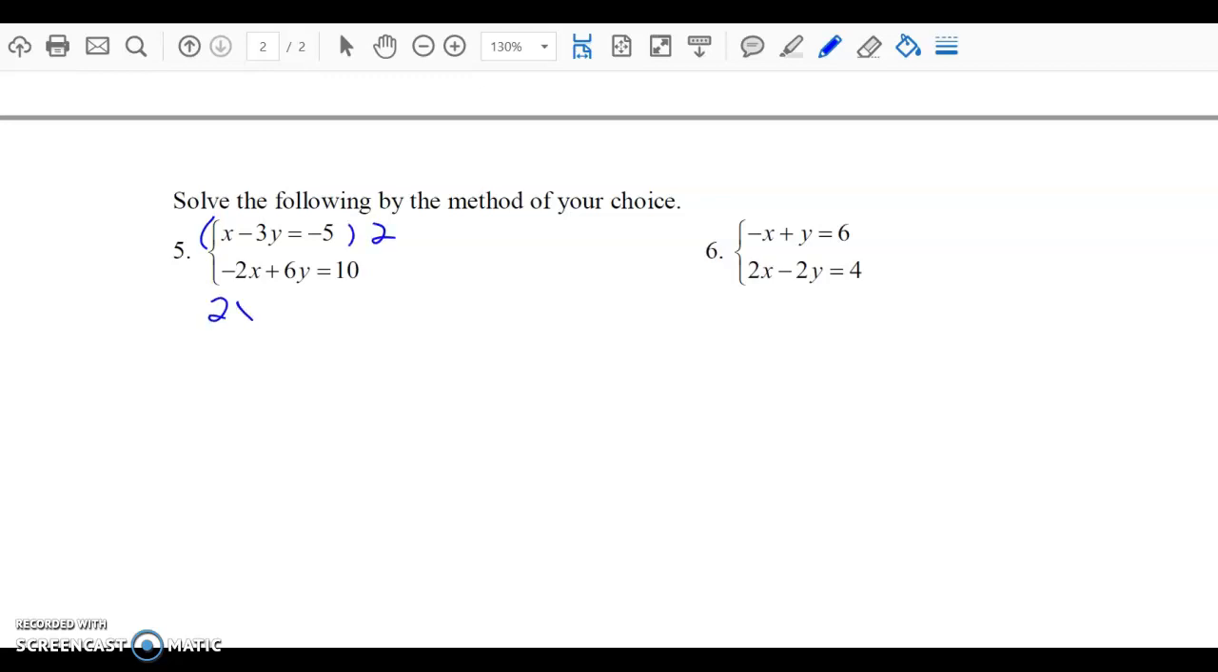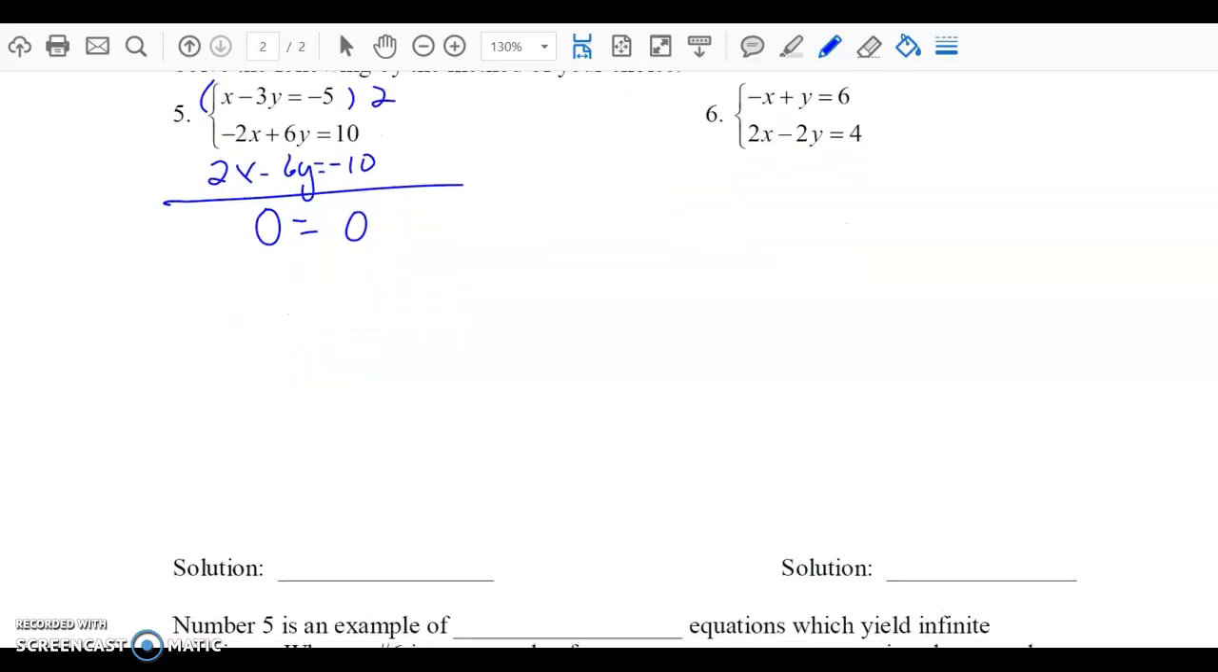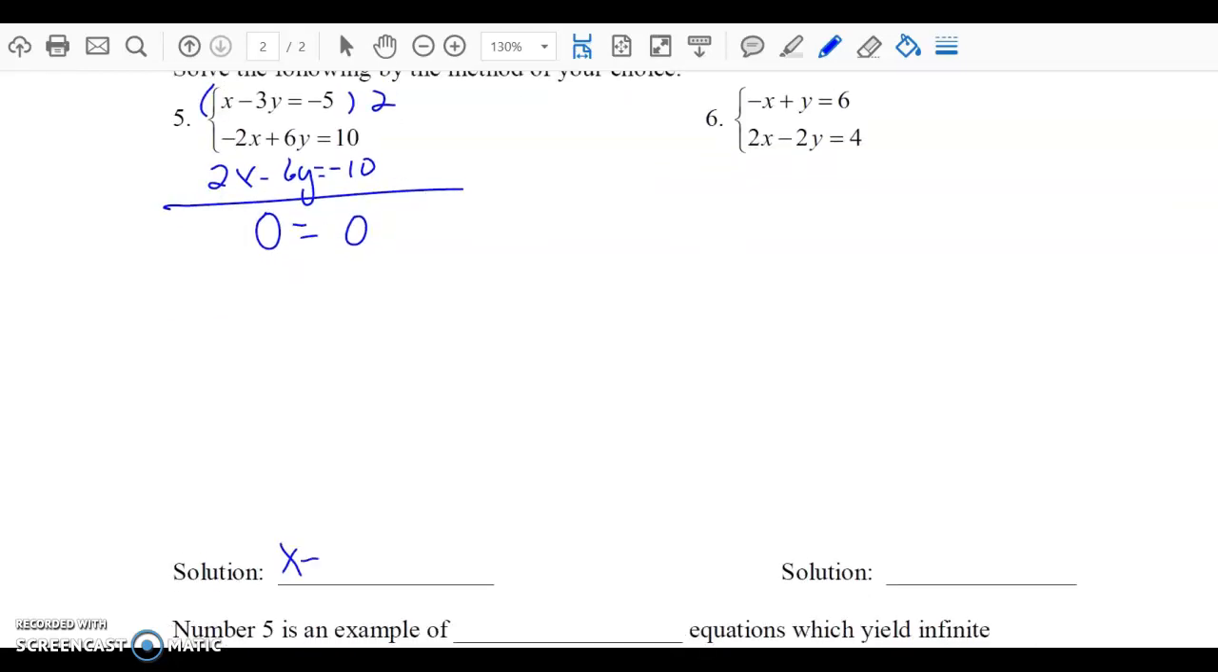That's going to give me 2x minus 6y equals negative 10. Add the columns. Uh-oh, everything dropped out. When that happens, basically we know we have the same line. So the solution of this problem is the line x minus 3y equals negative 5.